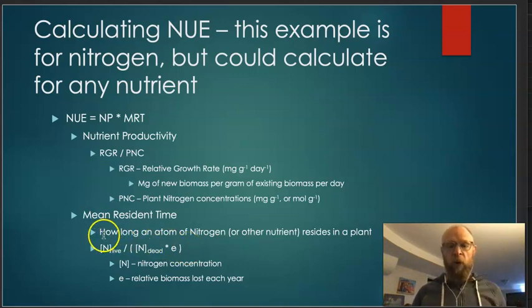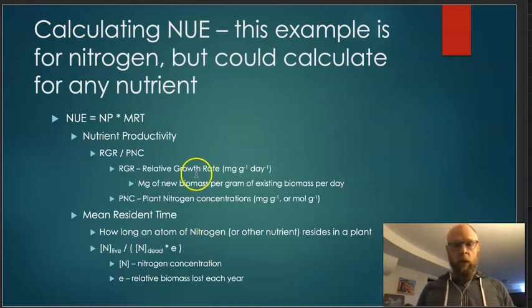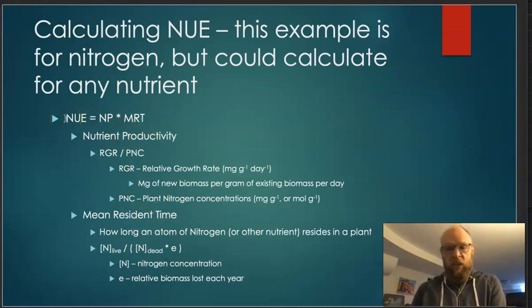For a perennial plant, this is generally going to be a value that's greater than 1, which means that the plant is reusing each nitrogen atom more than once, using it for multiple growing seasons. Then when you multiply nutrient productivity by mean residence time, it gives you nitrogen use efficiency. Plants with a high nitrogen use efficiency, over a long period of time, are going to have a really good strategy for growing in nutrient limited systems. So they're going to be best adapted to infertile soils.